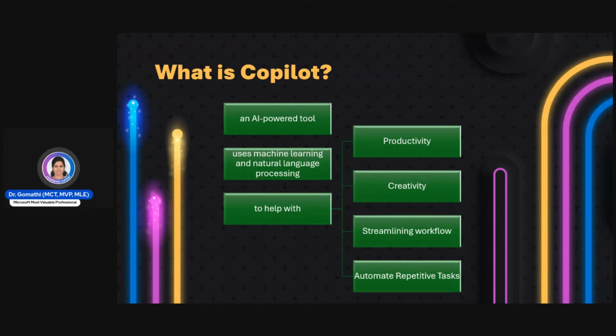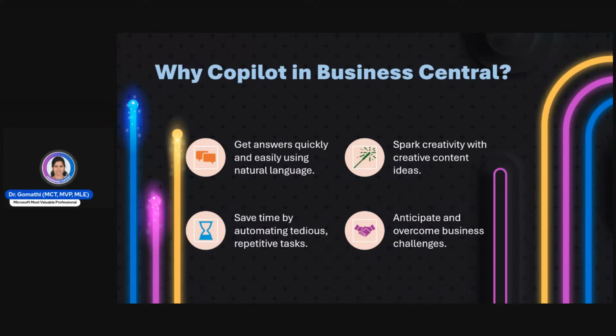Okay, so why Copilot and Business Central? Why should we require it? Because we have Copilot, which is a separate one, and we know Business Central, but why should we have both in the same thing? If you want to get answers quickly and easily using natural language. I'll be showing you how you can use Copilot chat in Business Central, and marketing text. A few examples we'll be looking into. I'll also take you to the upcoming plan in Business Central Copilot, and we will discuss some more important points in Copilot.